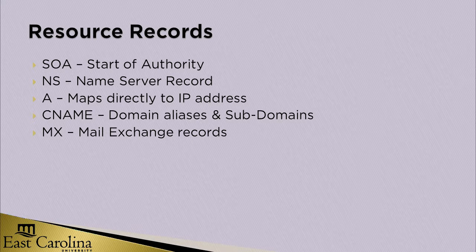The next resource record is an A record. This record maps subdomains to an IP address, such as www.example.com to 192.168.2.5 and mail.example.com to 192.168.5.4. A records are the most common DNS records found on the internet.